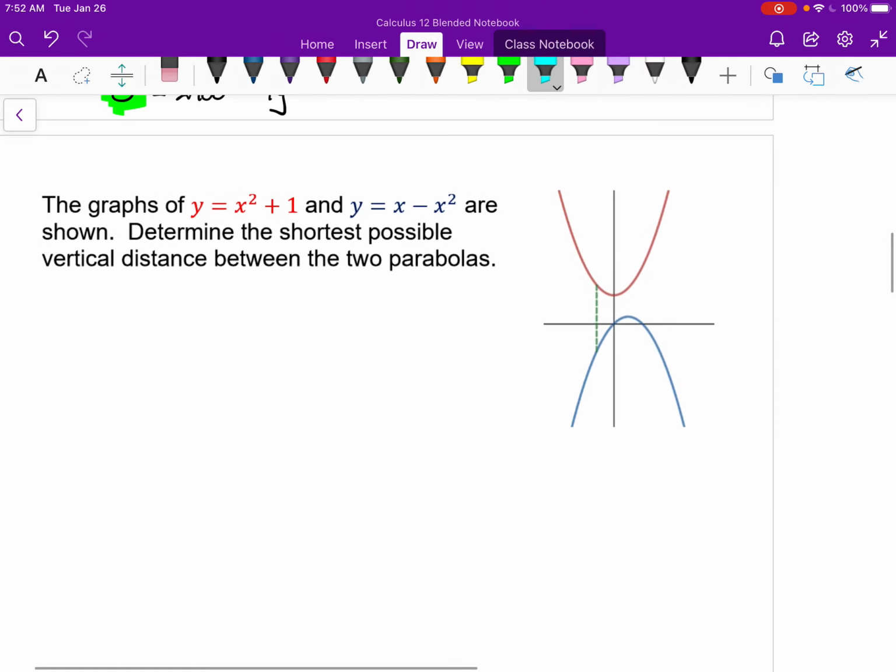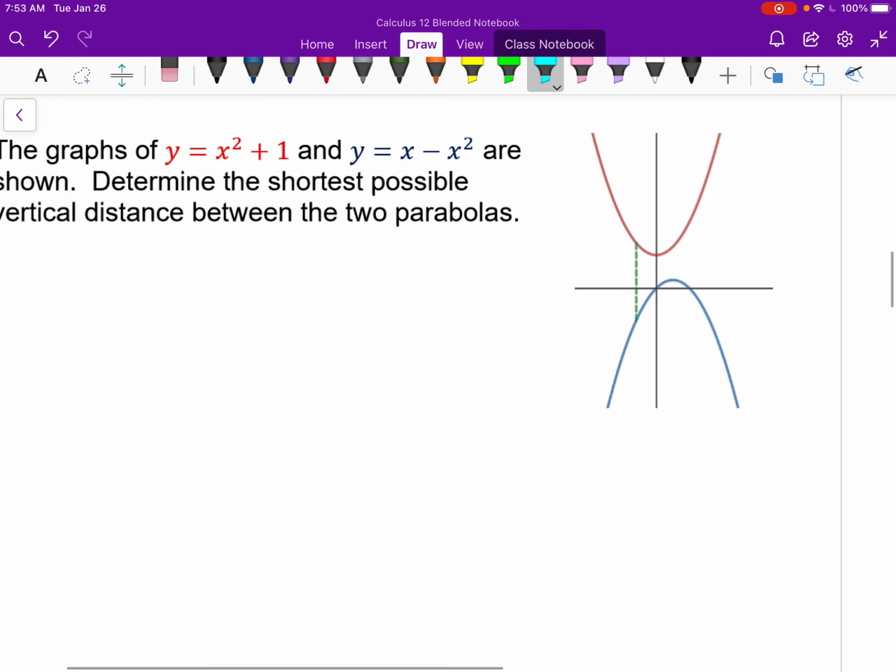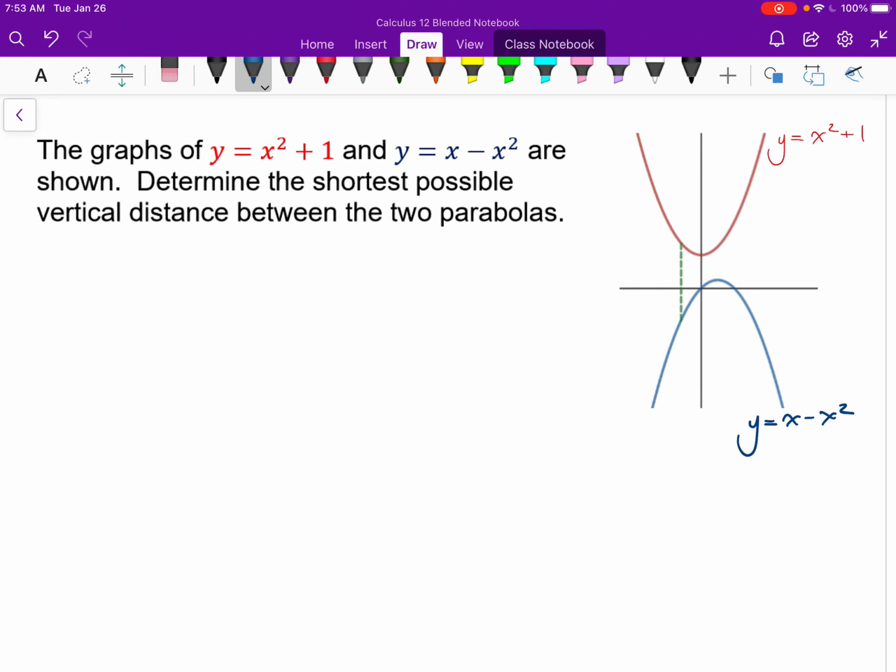Okay, let's look at a second problem. Everything we're going to look at today is relatively easy for optimization problems, but that's where we're starting. So let's look at this problem. I have two parabolas, y equals x squared plus 1 and y equals x minus x squared. I'll just label them here. I know this must be x squared plus 1, not only because it's in red, but because the other is a parabola opening down. Determine the shortest possible vertical distance between these two parabolas.